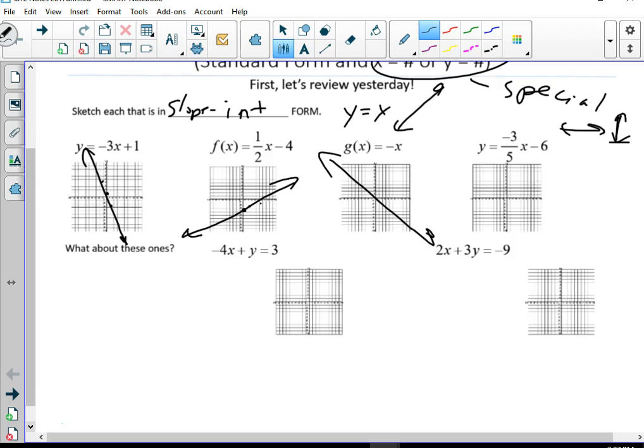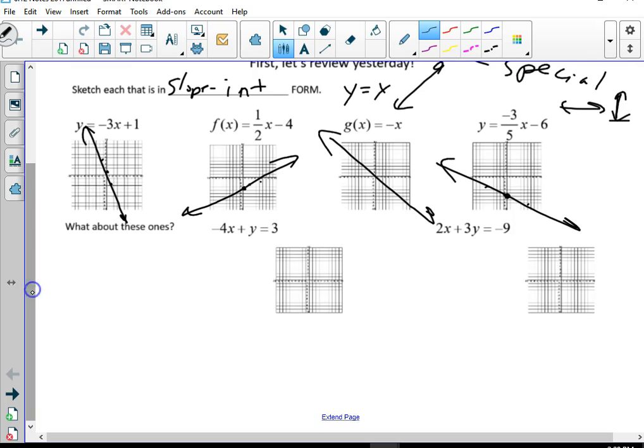And negative 3/5 x minus 6, let's put a dot somewhere around here. And we're going to go up 3, right 5. We're going to go further than we go up 3, left 5, or down 3, right 5. Either way. And I'm just estimating. Basically, the left, right should be more than the up, down.